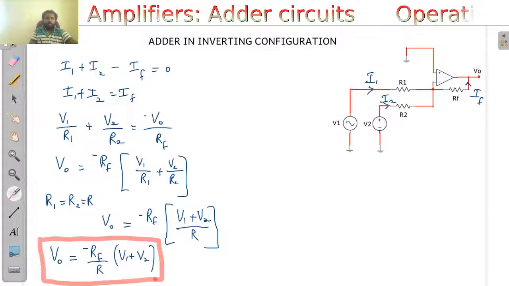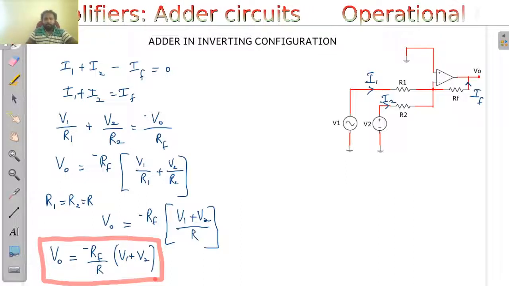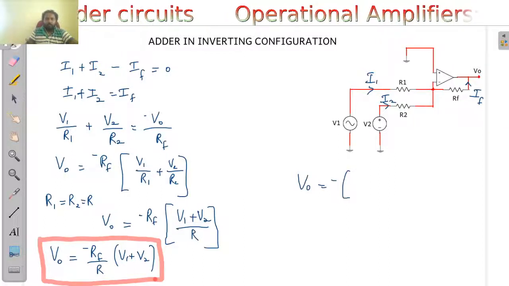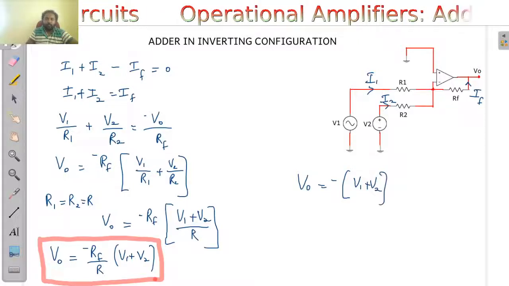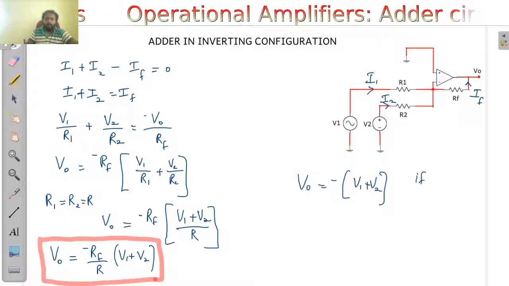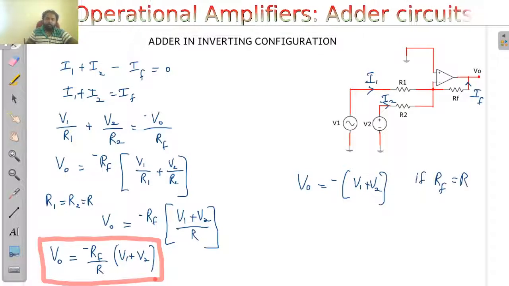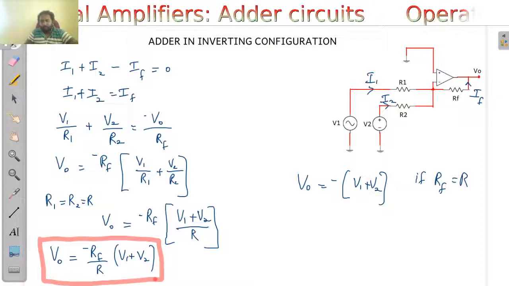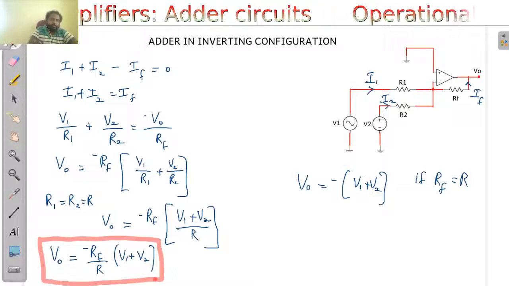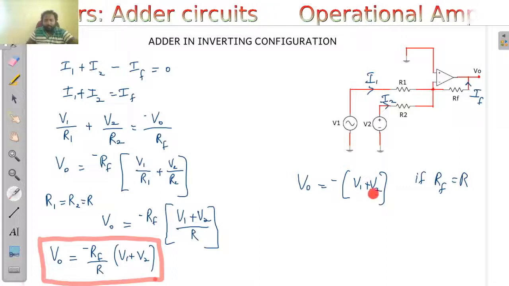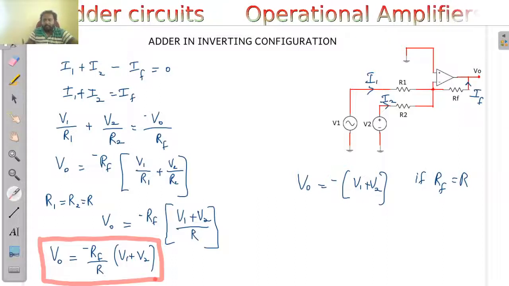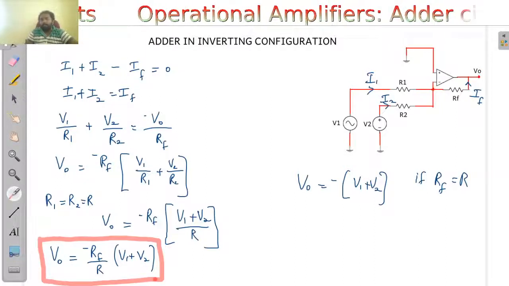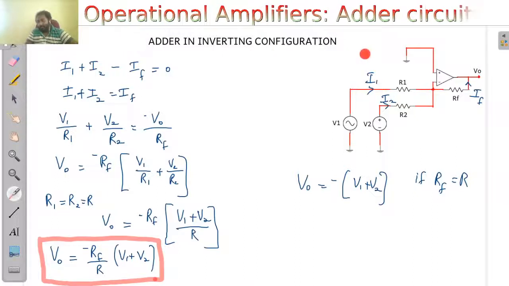You can even simplify this and you can get VO equal to minus of V1 plus V2 if RF is equal to R. So when you put RF equal to R, then it is just minus times V1 plus V2. This configuration is called the inverting configuration because there is a negative sign here, and that is because we are giving the inputs to the inverting input of the operational amplifier. So that is the story of the adder in inverting configuration.